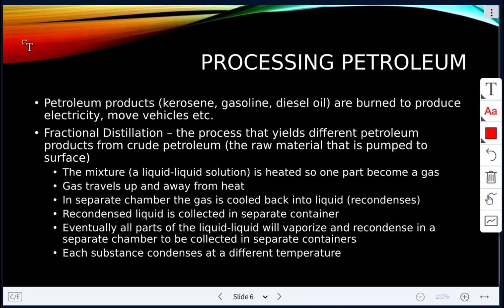This mixture, it's a liquid solution, and we heat it up and one part becomes a gas. That gas is going to travel up and away from the heat, and then there's a separate chamber. The gas gets cooled back into a liquid, so it recondenses. That recondensed liquid is then collected in a separate container. Eventually, all parts of that liquid solution will vaporize and recondense in a separate chamber, and then be collected in separate containers. And keep in mind that each substance in this process condenses at a different temperature.